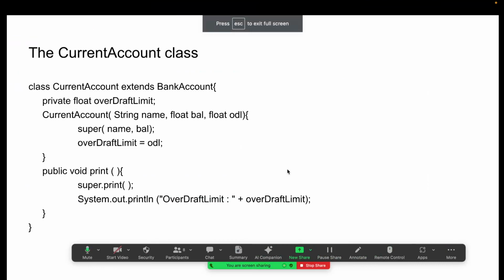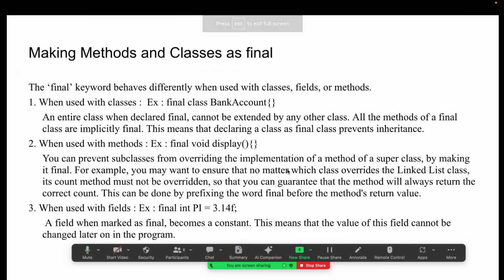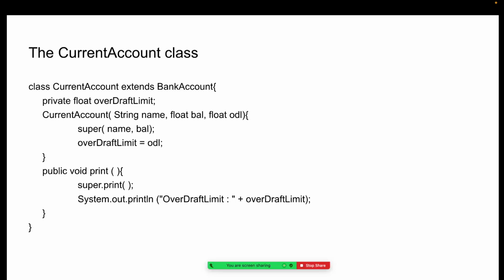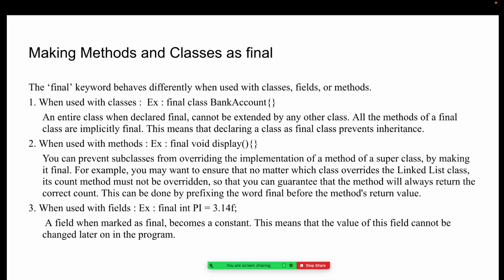Okay. Let's see some more examples. We have seen how we use super to call a constructor, how we use super to call a parent class method, and the concept of overriding was also demonstrated. So let's see some more things. Making methods and classes final. The word final can be used with all three things: with classes, with fields, and with methods.